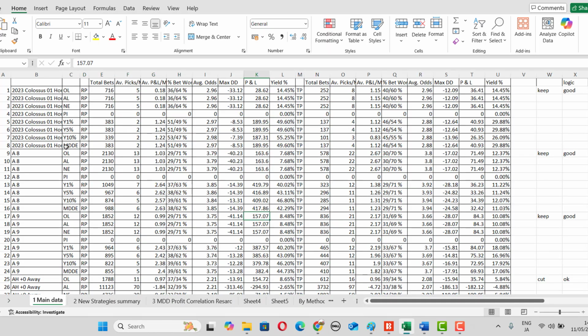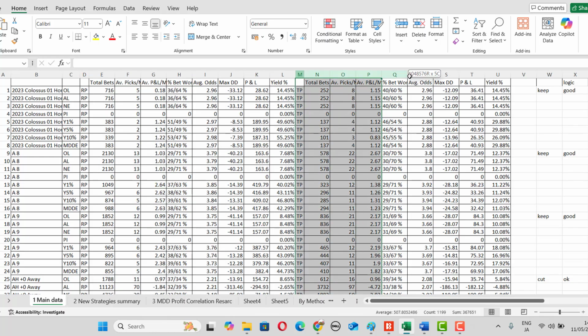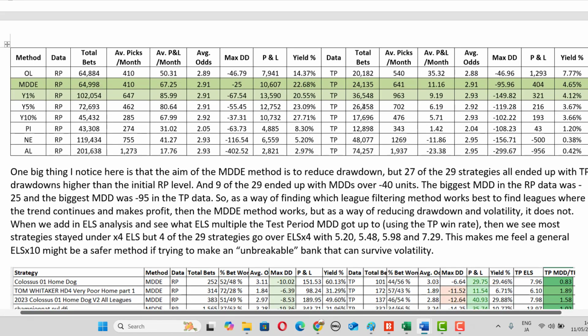Well, the way I try to analyze that is to compare the results of 29 different strategies, all of them tested with 8 different league filtering methods, and then seeing what results they would have got if followed through over the next 3 seasons, and to find out which method made the most profit. And the results of that were very interesting. So these results here are ranked by the test period profit, so which method made the most profit in the test period.